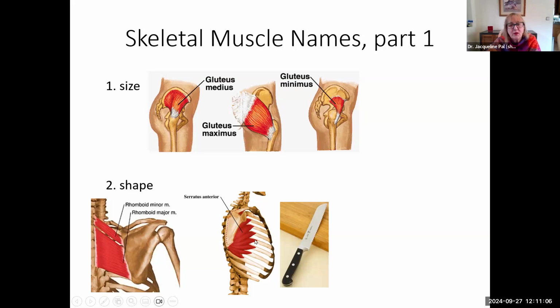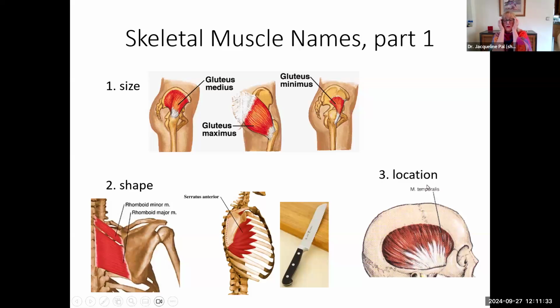Another example is this muscle on the anterior part of your rib cage, and you can see how it goes zigzag back and forth. And so it is named for like this big, like what you would call a bread knife or a serrated knife. And so it's called the serratus anterior because it's on the anterior part of your rib cage. A third example for skeletal muscle names would be location. So here on your temple, you all know that word, the muscle that is right there for when you have like a tension headache is called the temporalis muscle.